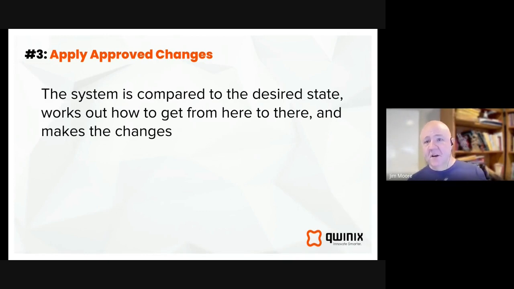Apply those approved changes. As we talked about, the system is then compared to its desired state. The runtime system is compared to its desired state. And the larger system, we'll talk about exactly how this works in just a moment, compares those two, finds out what the differences are, and then makes decisions on how to bring it from my current state to the desired state. And it figures out the path for how to do that transition.